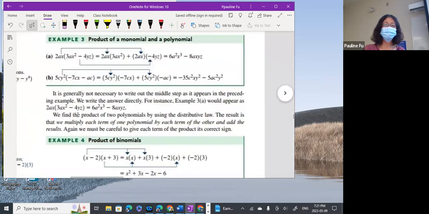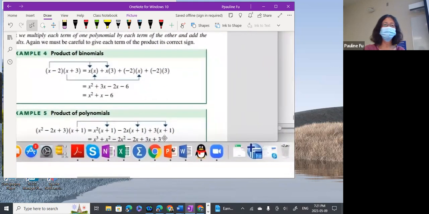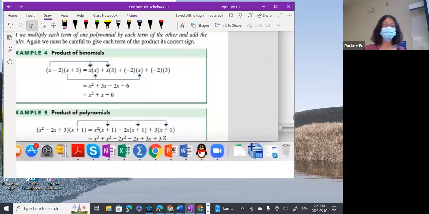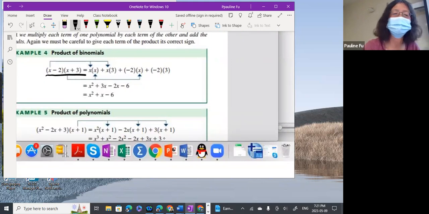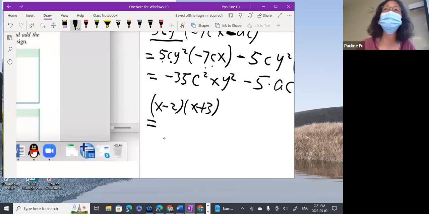Okay, so this is Question 4, product of binomials. This one is easy, right? x minus 2 times x plus 3. There are many ways to do it.